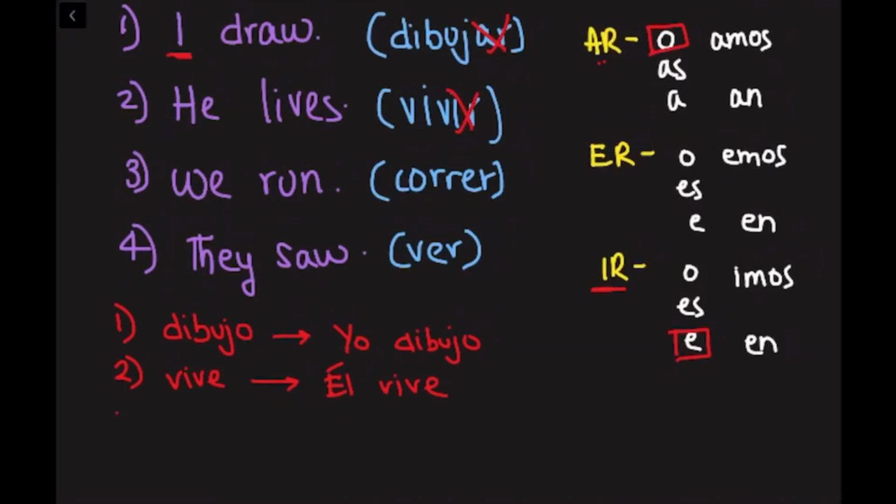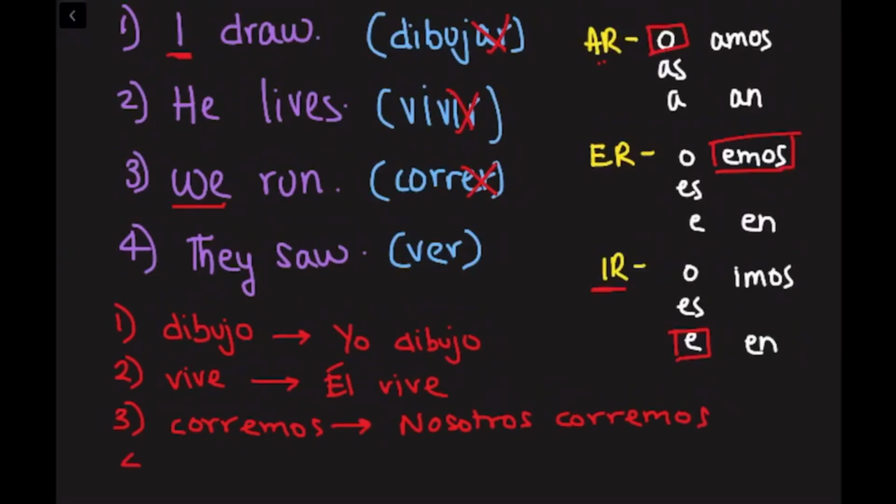Now number 3. The verb here is correr. To find the stem, we cross out the E and the R, and we end up with cor. Now this is an ER verb, and we're looking at the nosotros form. So I go to the ER table and I look at the nosotros form, and it ends with emos. So I add emos to the end of the stem to get corremos. So the sentence translated would be nosotros corremos.